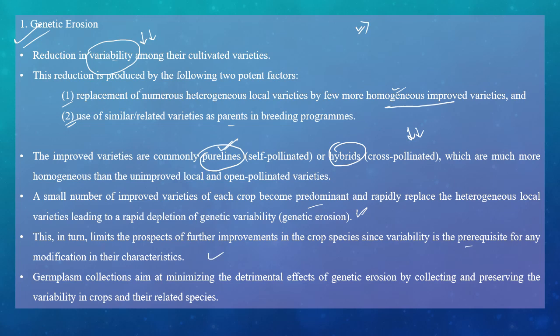After that, how we can improve our genetic stocks, like we can go for germplasm collection, which can minimize this detrimental effect of the genetic erosion by collecting and preserving the variability which are present in the crop, in their related species and wild species. What we can do, we can collect those variable plant species and we can conserve them.